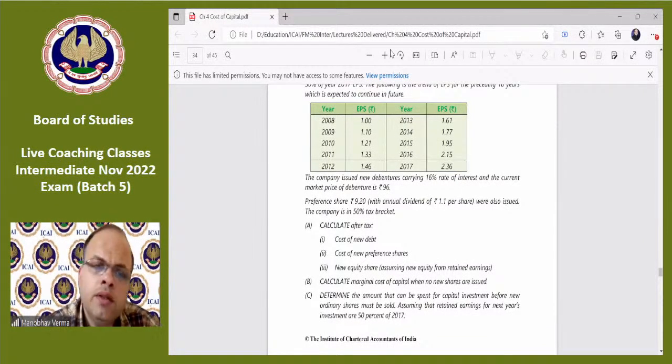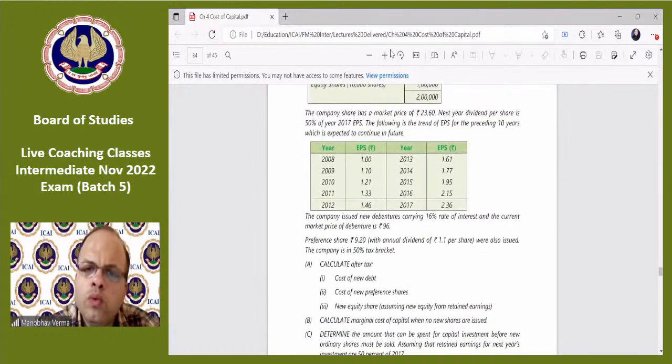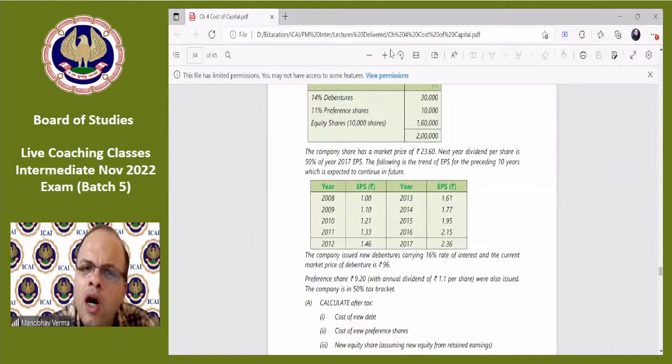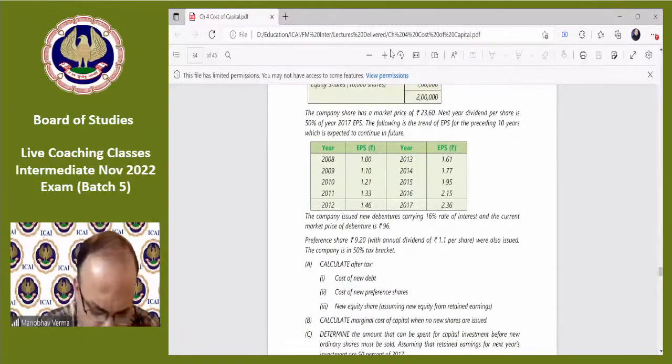Now, look at question number C here. Determine the amount that can be spent for capital investment before new ordinary shares must be sold, assuming that the retained earnings for the next year's investment is 50% of 2017. Guys, we are talking about earning per share of 2.36. How many shares are there? Can anyone tell me? How many shares are there?